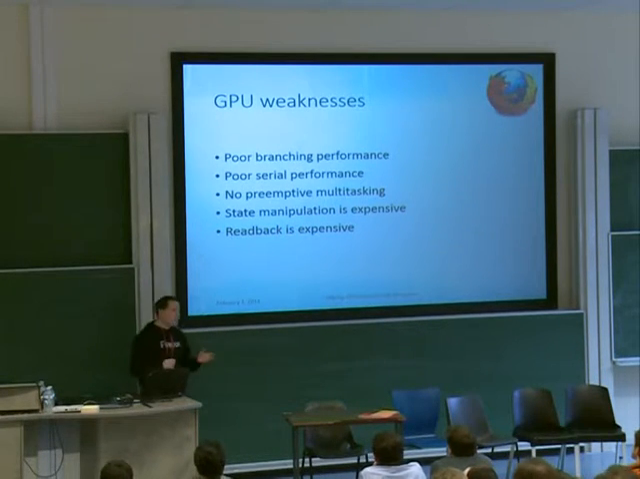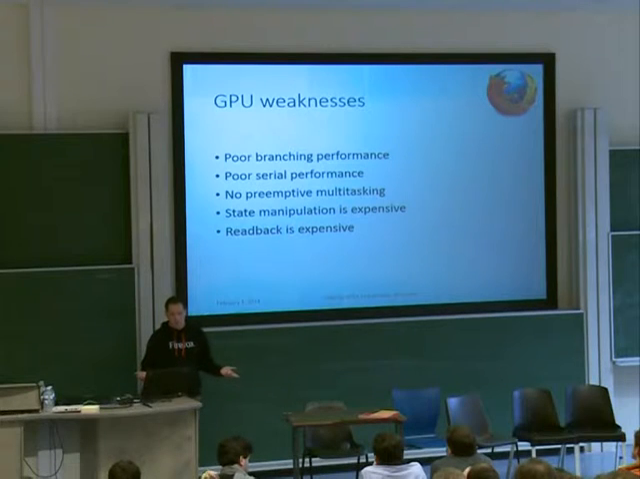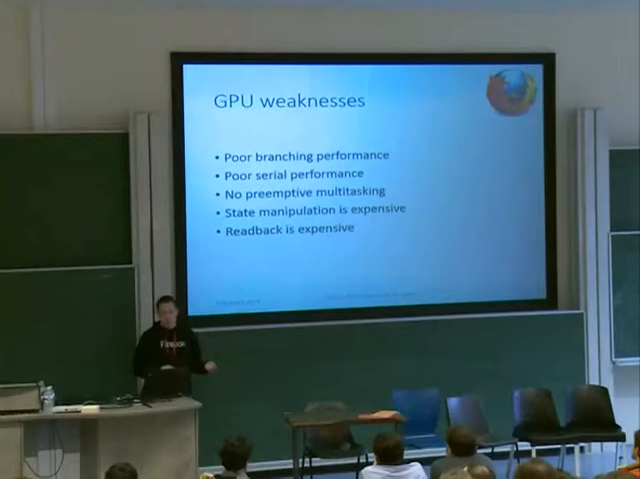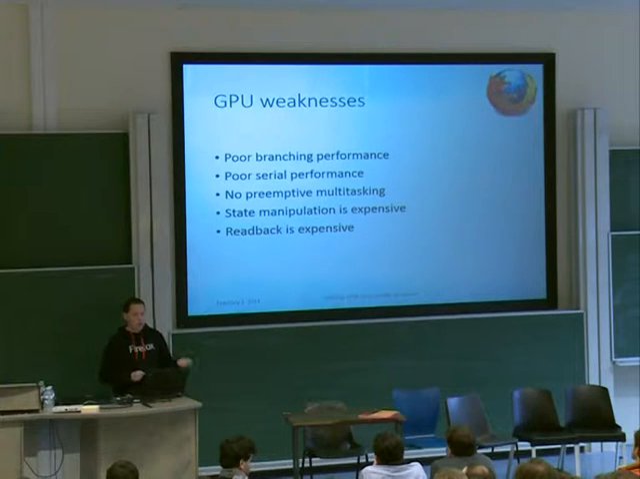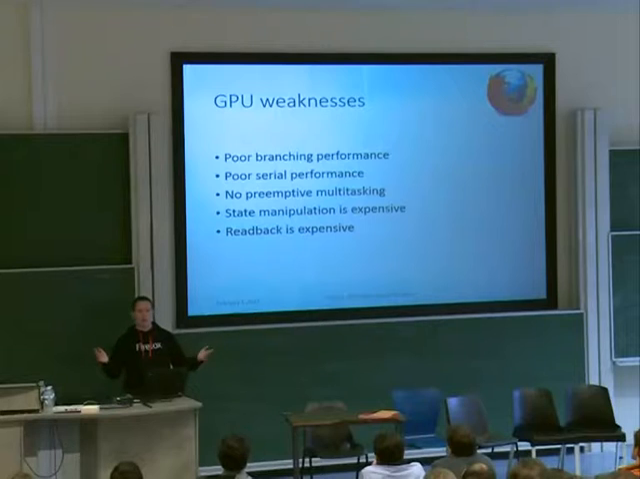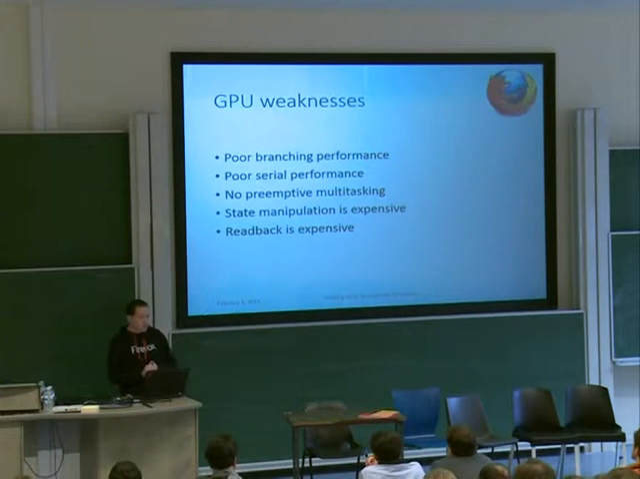They also don't have great serial performance. As I said, individually, these things aren't that great. There's just 1,000 of them. That's why they're great, right? Another problem, they don't have preemptive multitasking, which basically means once they go, they're going, right? There's no way to stop them except give a big reset command to the whole thing, and then you have to set up everything again. It's not like you can switch context like we do on a CPU, right?